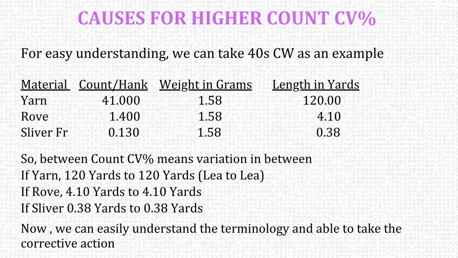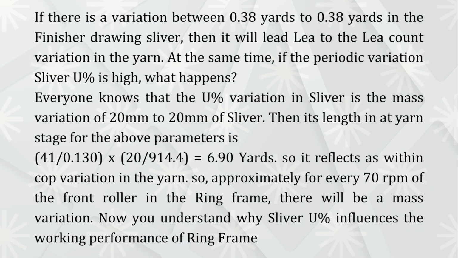So, count variation means variation between yarn 120 yards to 120 yards, lea to lea; if roving, 4.1 yards to 4.1 yards; if sliver, 0.38 yards to 0.38 yards. Now we can easily understand the terminology and are able to take corrective action. If there is a variation between 0.38 yards to 0.38 yards in the finisher drawing sliver, then it will lead to lea to lea count variation in the yarn.